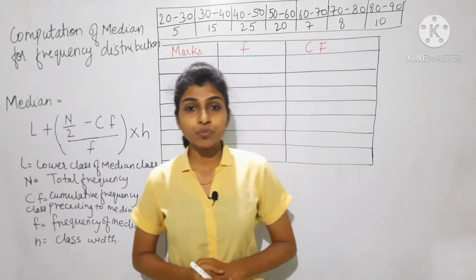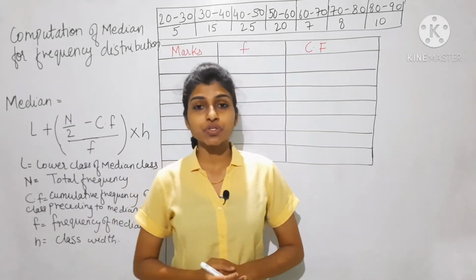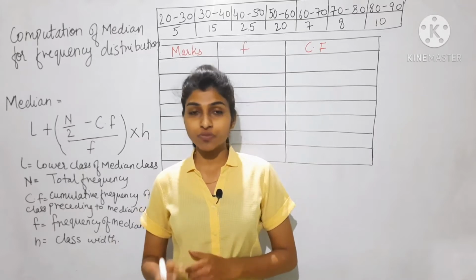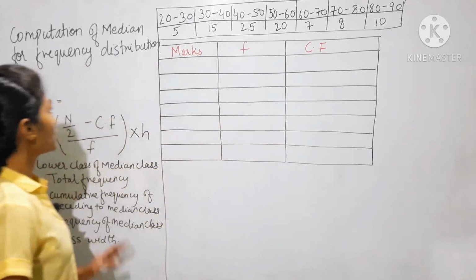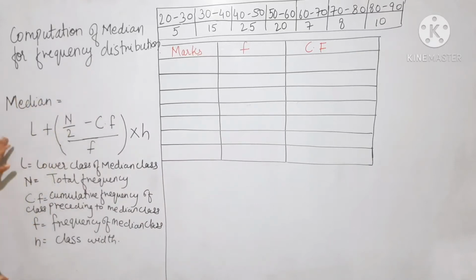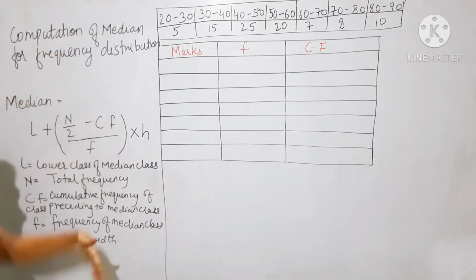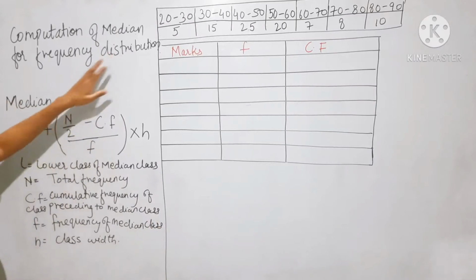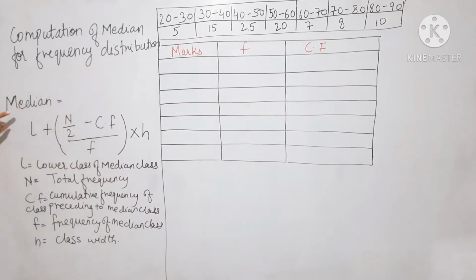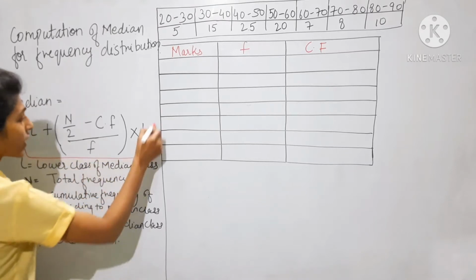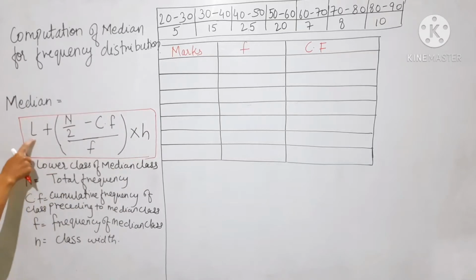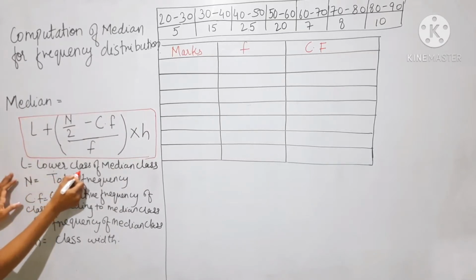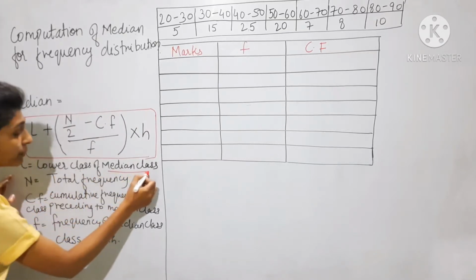Okay, so now we'll move to the calculation, how to calculate median for the frequency distribution. So the formula to calculate median for the frequency distribution is this. Now computation means calculation of median for frequency distribution. Median is equal to, so this is the formula to calculate median. Okay, so L is what? Lower limit or lower class of the median class.